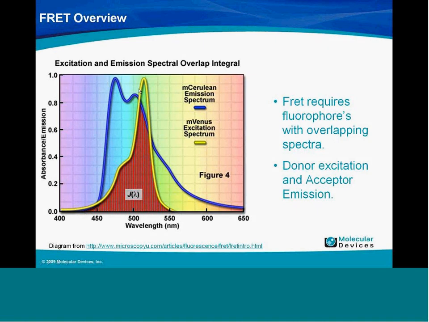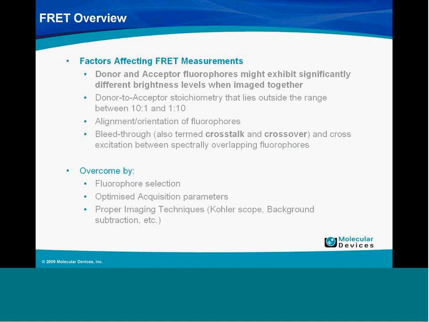There are several factors that actually affect FRET measurements, so we'll work through these one at a time and also look at ways that we can overcome some of these factors. The first is that donor and acceptor fluorophores might exhibit significantly different brightness levels when imaged together. What this really means is that your donor fluorophore may be either brighter or weaker than your acceptor fluorophore, so you need to look at ways of trying to balance that out.